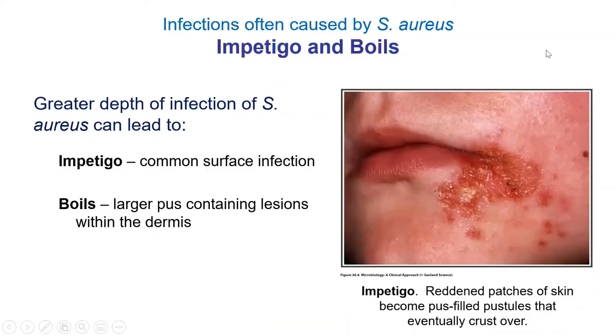Sometimes the infection can get a little bit deeper. Again, this doesn't necessarily have to be staphylococcus, sometimes streptococcus as well. And we might call these boils or impetigo. Impetigo is really, really common, a little bit more common in children. And I'm not sure whether that just has to do with hygiene and interaction with other children.